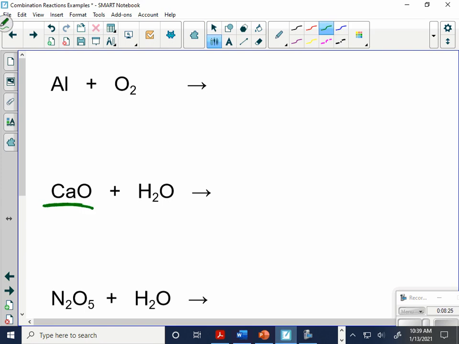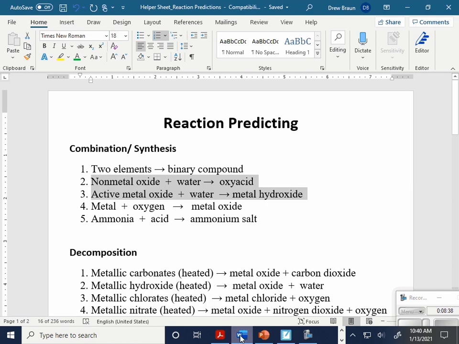Now, I'm looking right here. I have calcium oxide, right? Is calcium a metal? Yes. So I'm dealing with a metal oxide and water. So as I come back here, I have now narrowed it down to an active metal oxide and water. As I look on my outline, it says an active metal oxide plus water will yield a metal hydroxide, but it's only with groups 1 or 2 metals.